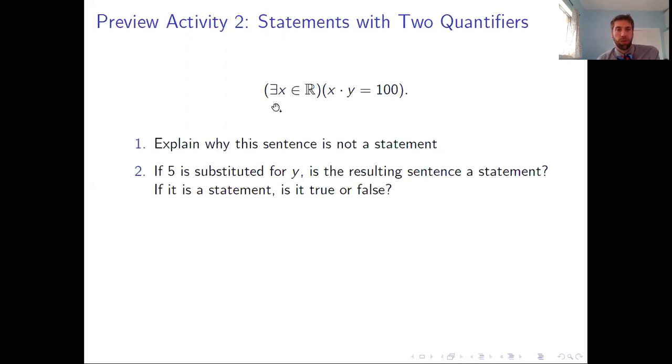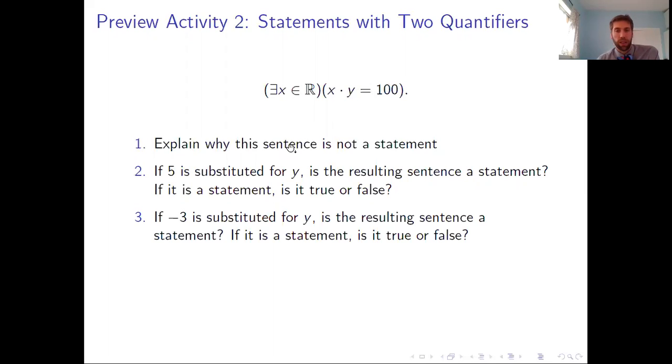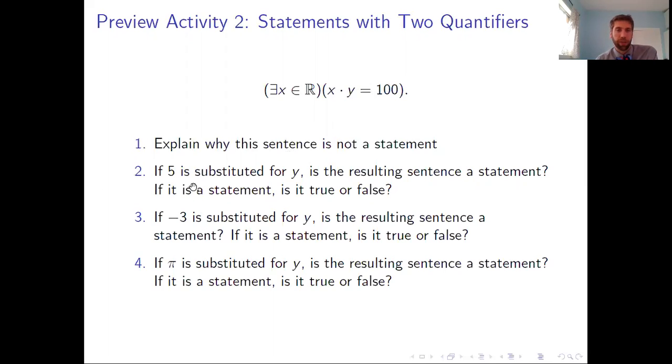statements. So I substitute 5, yes, it's a statement. And it's also true because 100 divided by 5 is 20, so 20 times 5 will give you 100. Similarly, it's a sentence if you substitute -3, and it's true because you can pick -100 divided by 3. And similarly, it's a sentence if you substitute pi, and it's true because you can find 100 divided by pi. That's in the real numbers, so that works out.